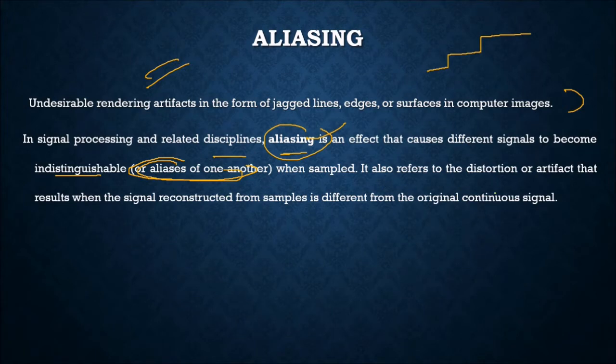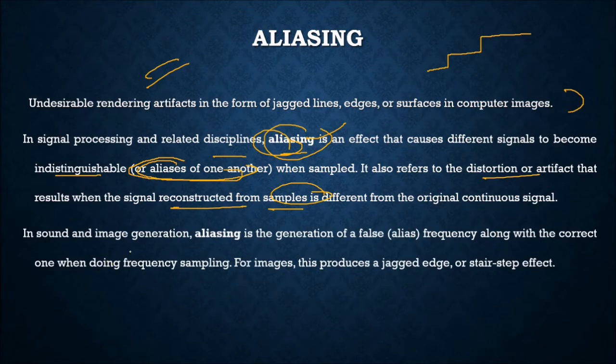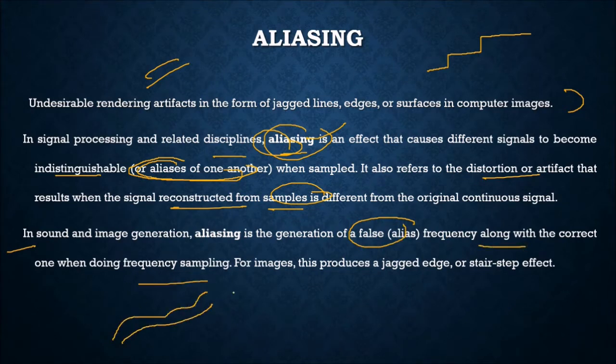It also refers to the distortion or artifacts that result when the signal reconstructed from samples is different from the original continuous signal. Next, in sound and image generation, aliasing is the generation of false or alias frequency along with the correct one when doing the frequency sampling. For images, this produces a jagged edge or a stair-step effect.